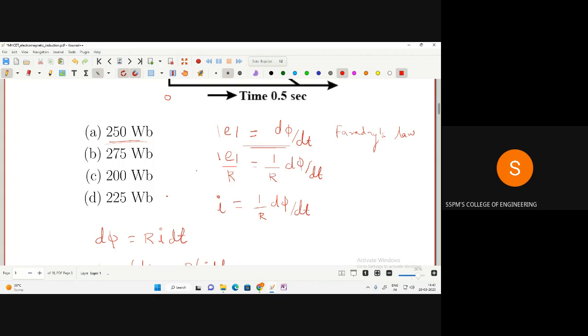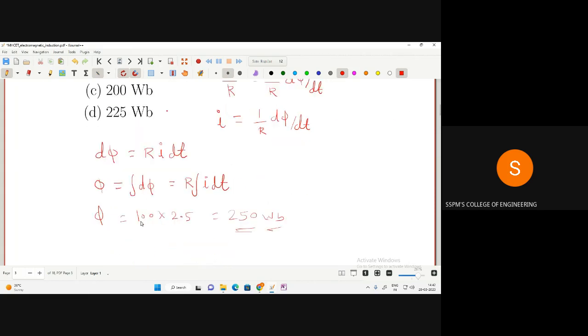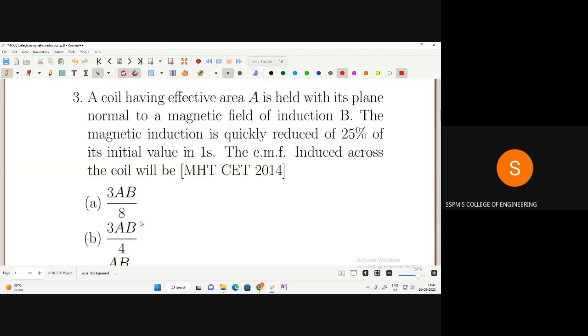Now let us move to the next example. This example is also based on Faraday's law. In the example, it is given that a coil having effective area A is held with its plane normal to the magnetic induction B. The magnetic induction is quickly reduced by 25% of its initial value in 1 second. Then you have to find the EMF induced.